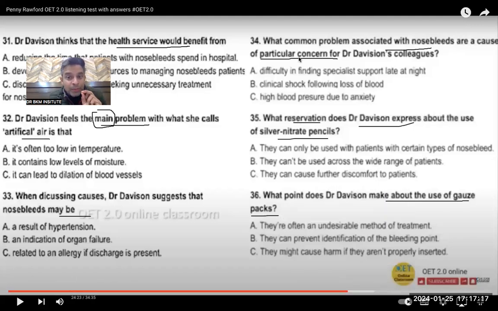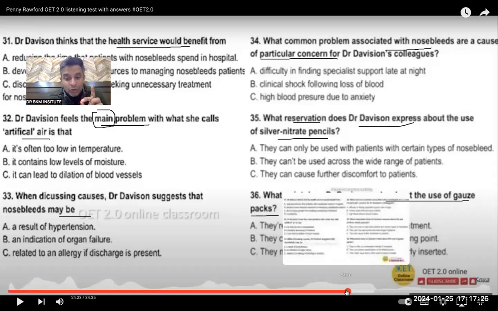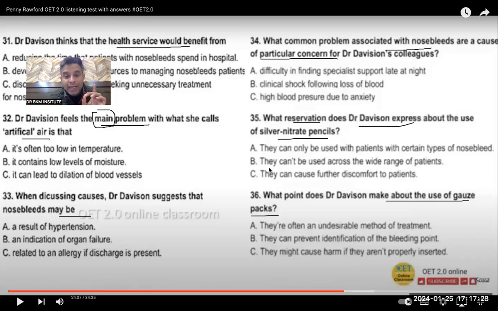She wants to know about the particular concern associated with nosebleeds. The particular concern is not clinical shock because it is very rare. Again, so B option is ruled out or eliminated.